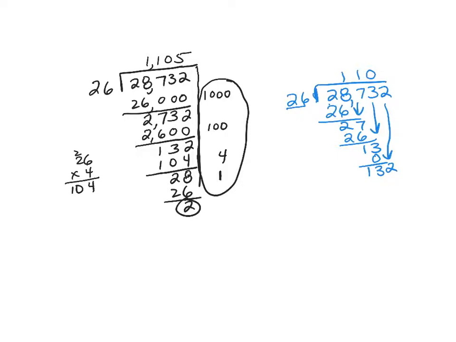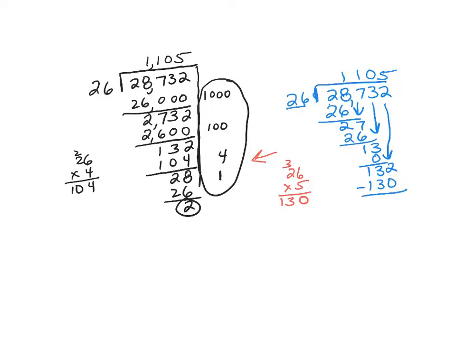And then this time when I do this, I can't do the estimation kind of like I did over here, the 4 and the 1. I need to find the exact answer. And I know now that 26 times 5, I can figure that out. 6 times 5 is 30. Put down the 0. Regroup the 3. 2 times 5 is 10 plus 3 is 13. I get 130. So I know 26 times 5 gives me 130. So 26 goes into 132 5 times.